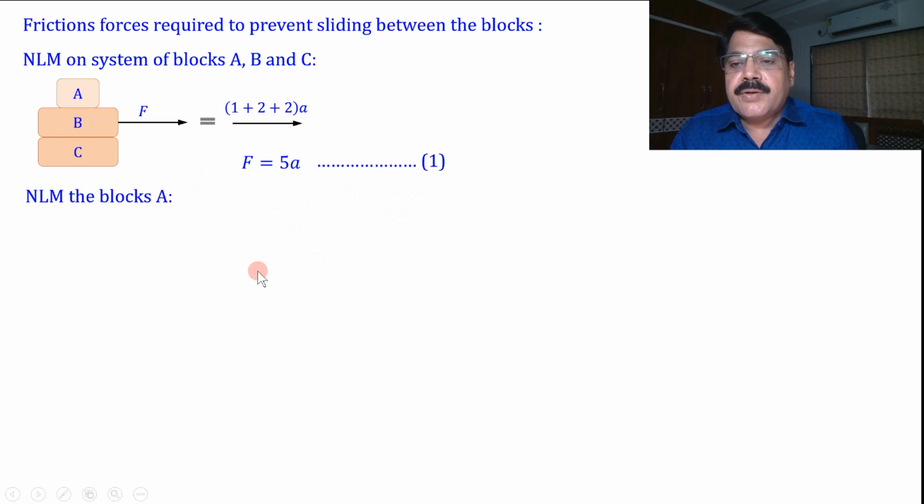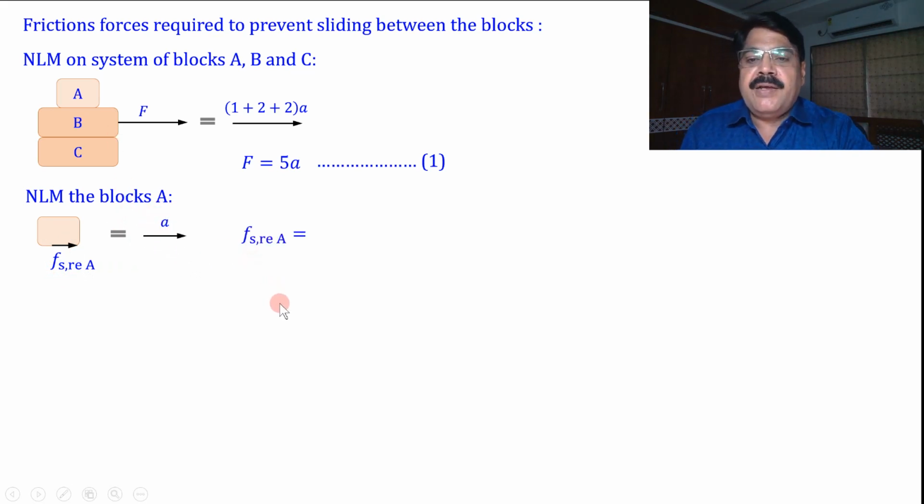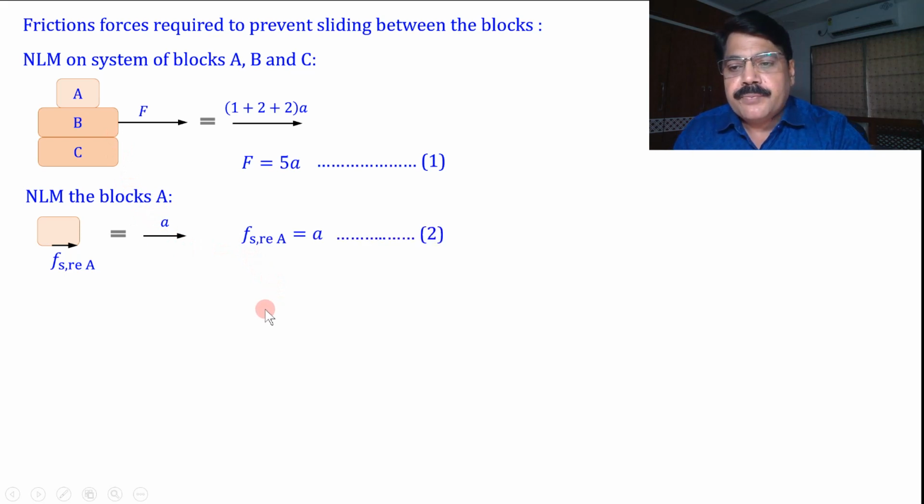NLM on the block A. So on block A, f_sreA, we assume static friction required to prevent sliding. That is the only force here. So what will it be? Mass into acceleration, mass is 1. So we write a. So here f_sreA is equal to a, equation number 2.